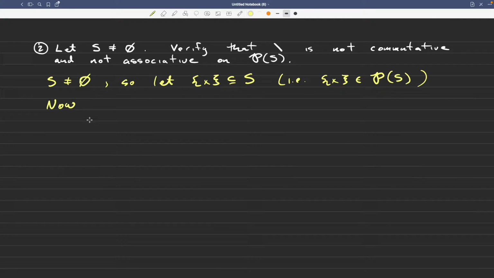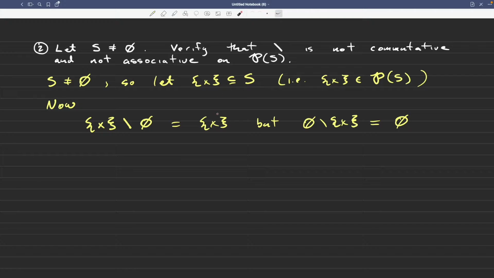And now if I look at X minus the empty set, that is also an element of the power set. So I can take the set difference here. I get X, but if I do the empty set minus X, the singleton X, then I get the empty set. And then we see that these two sets are not equal, one being empty and the other one not being empty. And let's see, for the associativity thing, what can we do there?